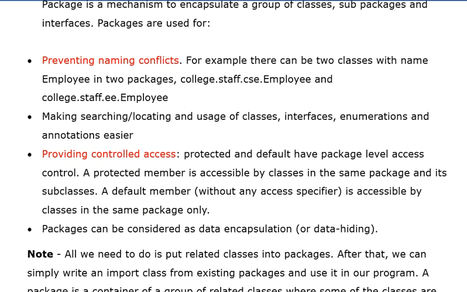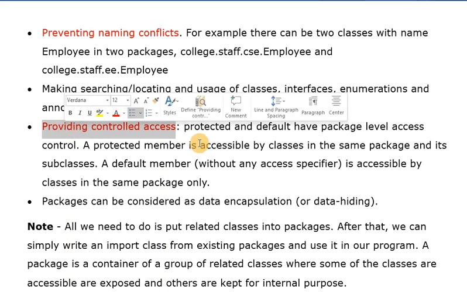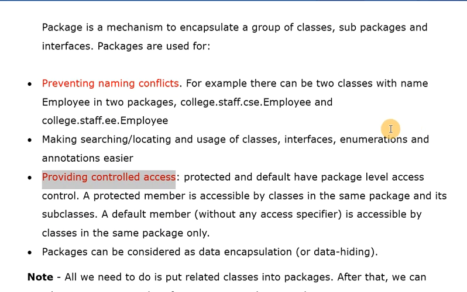Now you can see one more advantage of packaging: we can provide controlled access. How is it possible? Let's take the same example here. Let's suppose we have some CSC employee and some EE employee. We want to give some access to the CSC employee only, and we don't want that access to be given to the EE employee. So how can we do that?